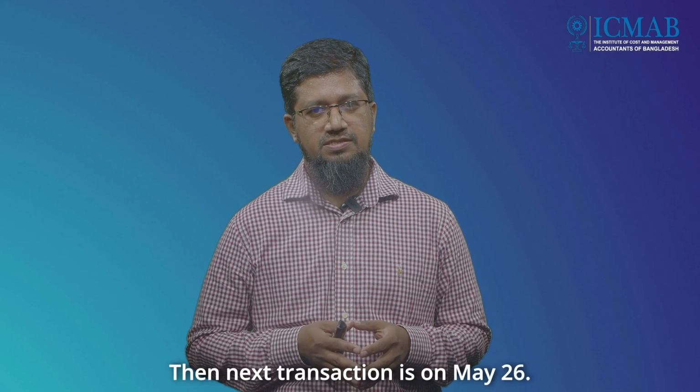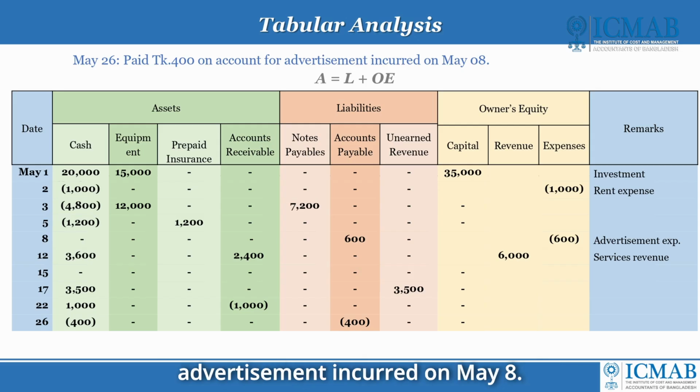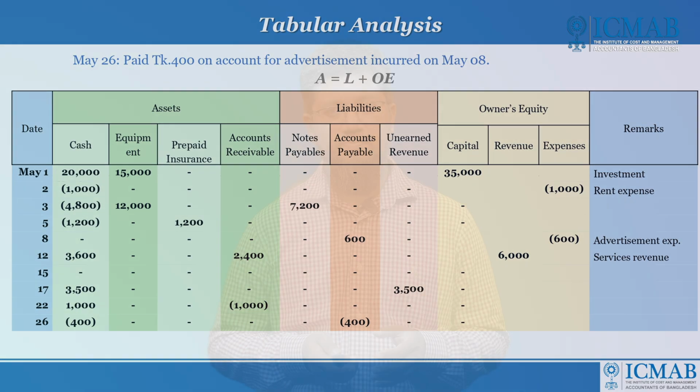Then the next transaction is on May 26. Islam Repair Shop paid 400 on account for advertisement incurred on May 8. So you have to deduct this amount from the cash balance, and as your liability has decreased, you have to deduct 400 from the accounts payable column.